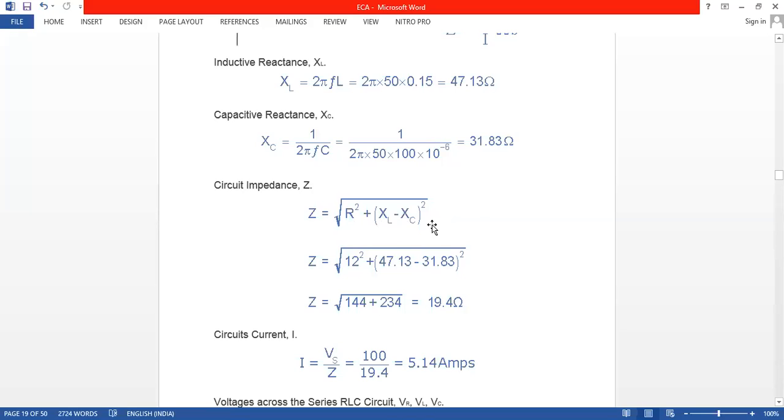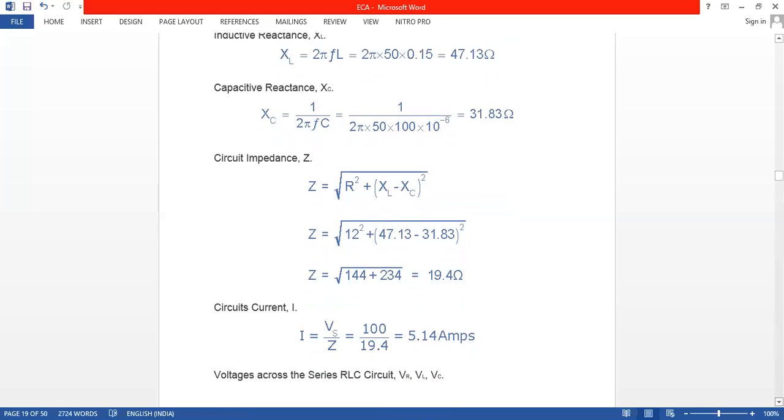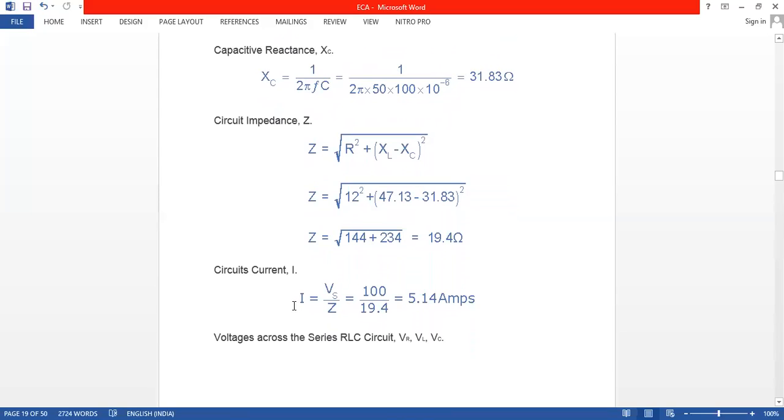Yesterday we have taken, sir, what is the actual formula? R square plus XL minus XC into 2 R XL XC cos 90. We have done that yesterday, cos 90. The angle between resistance and reactance is how much? 90 degrees. Therefore, we get this expression, and after simplification, what is the total impedance we got? Total opposition shown by the circuit is 19.4 ohms.